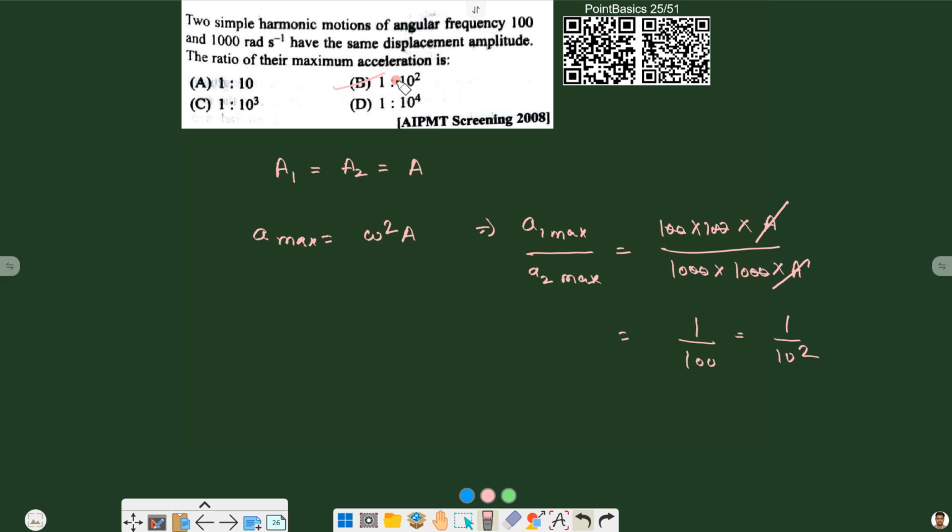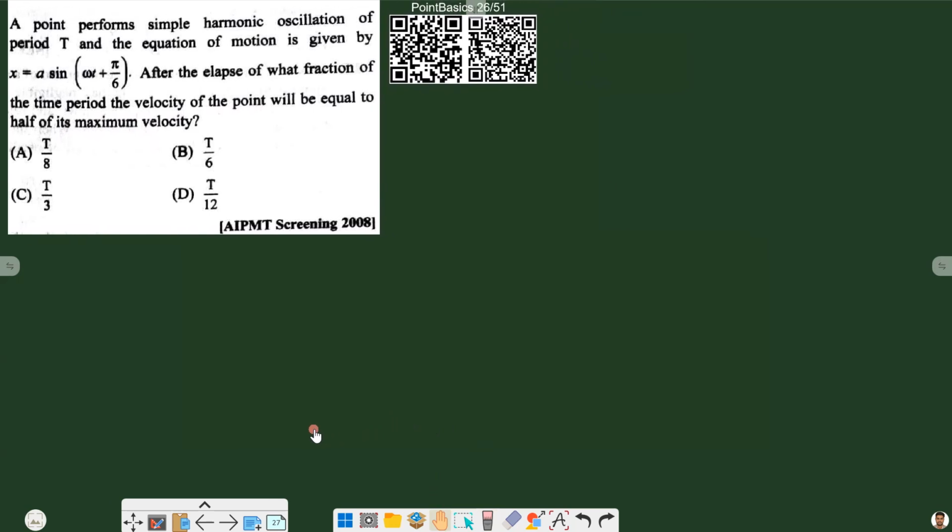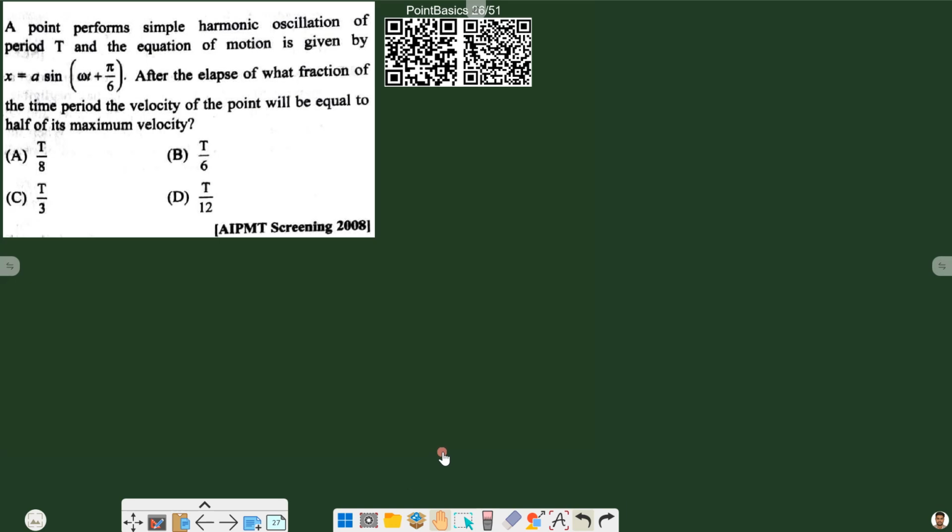Moving to next question. A point performs SHM of period T and the equation of motion is given by x is equal to a sine omega t plus pi by 6, where pi by 6 is the phase difference. After the elapse of what fraction of time period will the velocity of the point be equal to half of the maximum velocity? So first we will find out when velocity is half of maximum velocity, and then we will find out the corresponding time period.